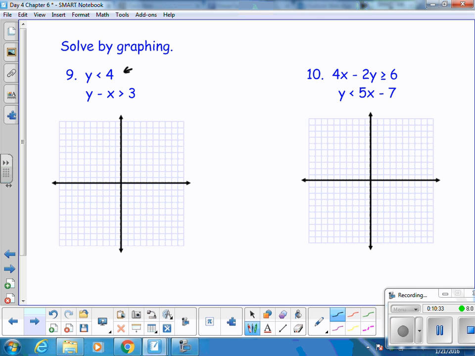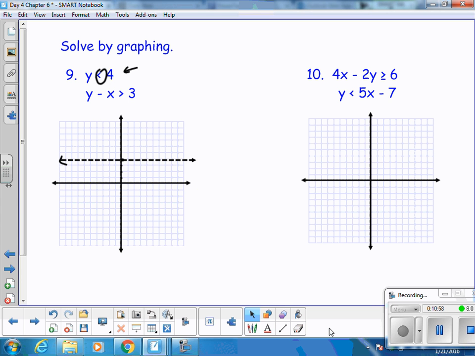So I'm going to go ahead and graph this first one. I'm going to make the line of the equation here. So I'm going to look at this as y equals 4. So that's going to put my line at y equals 4, 1, 2, 3, 4. That's going to put my line right here. I need to look and see. Okay, so it is going to be a dashed line for this one.